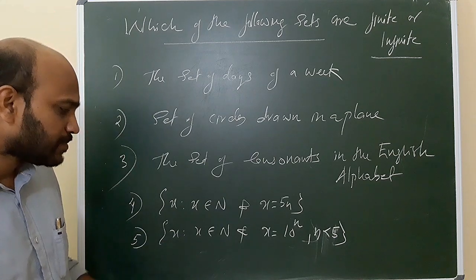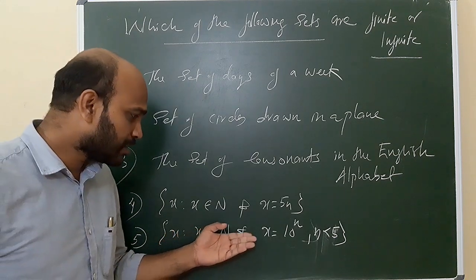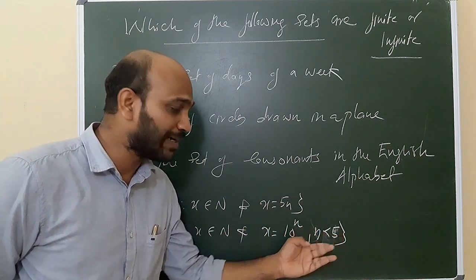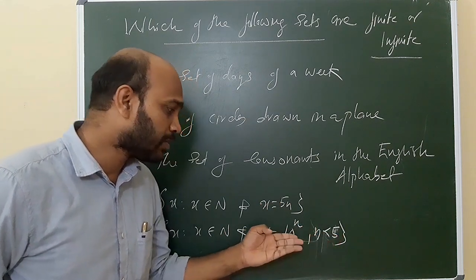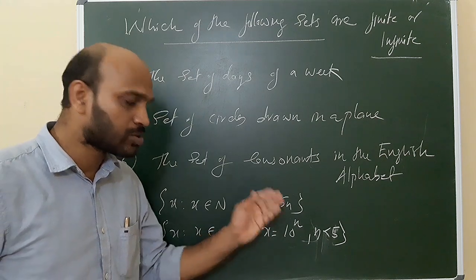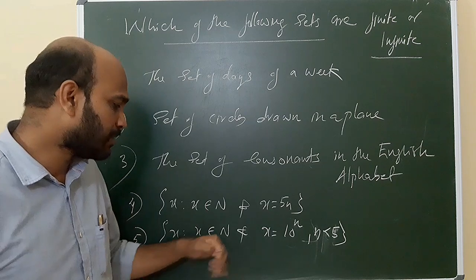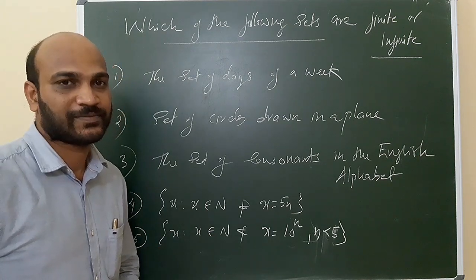And fifth one, set of all x belongs to N such that x equal to 10 raised to n, n less than 5. One condition is there, n less than 5. So elements are 10 raised to 1, 10 raised to 2, 10 raised to 3, 10 raised to 4. There are only 4 elements. So example for finite set.